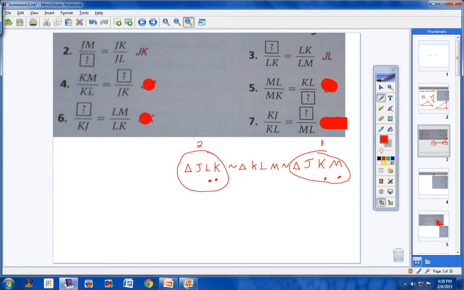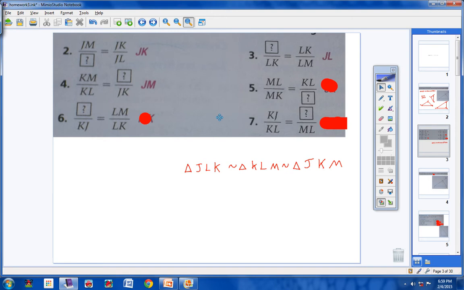So here we go. KM over KL equals blank over JK. Well, here's JK. So it must be JM. It must be JM, okay? So I'm going to put JM here, and let's see if that works. Are you ready? KM over KL equals JM over JK. And yes, that works. That's totally perfect. Okay, so the answer would be this right here, JM. Okay, moving on to number 5.